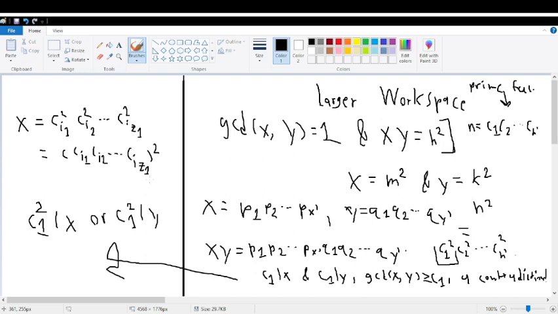So we're able to deduce from this that because the GCD of these two is equal to 1, these are both actually perfect squares. Alright, and if I remember correctly, that was all the problems that I wanted to clear up from the previous section.